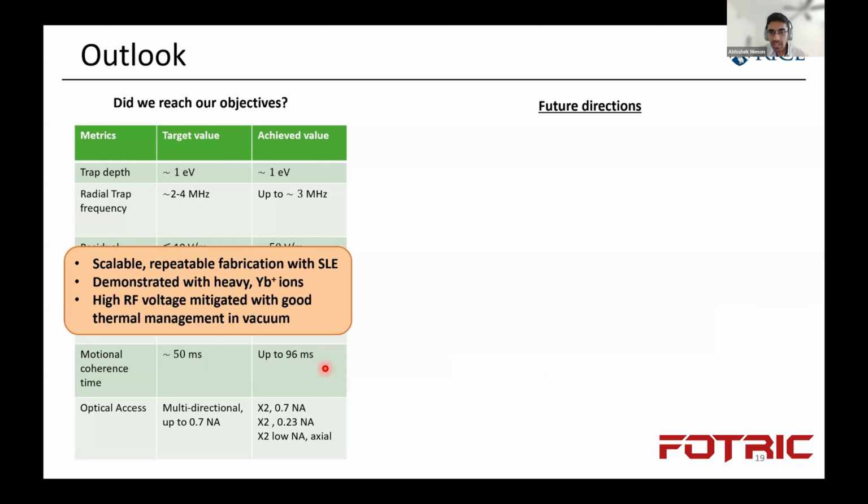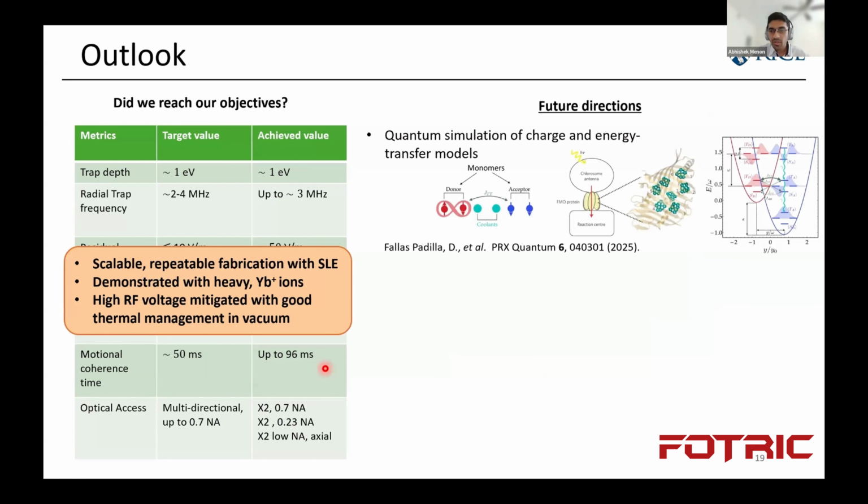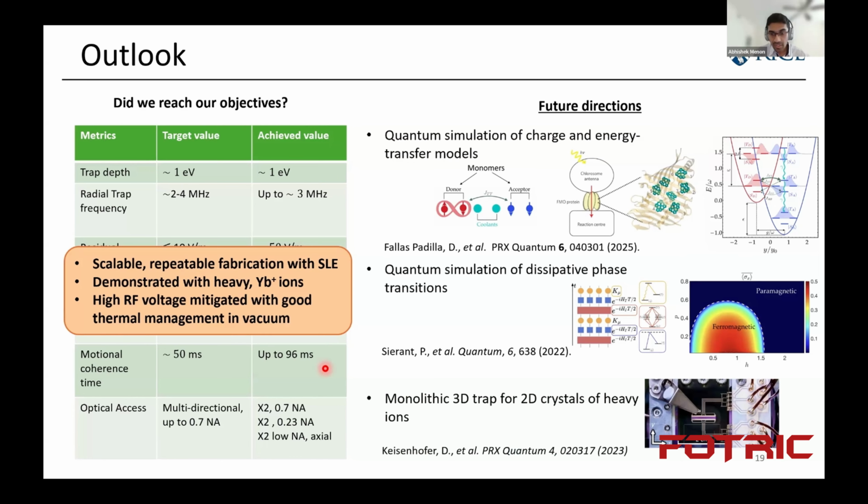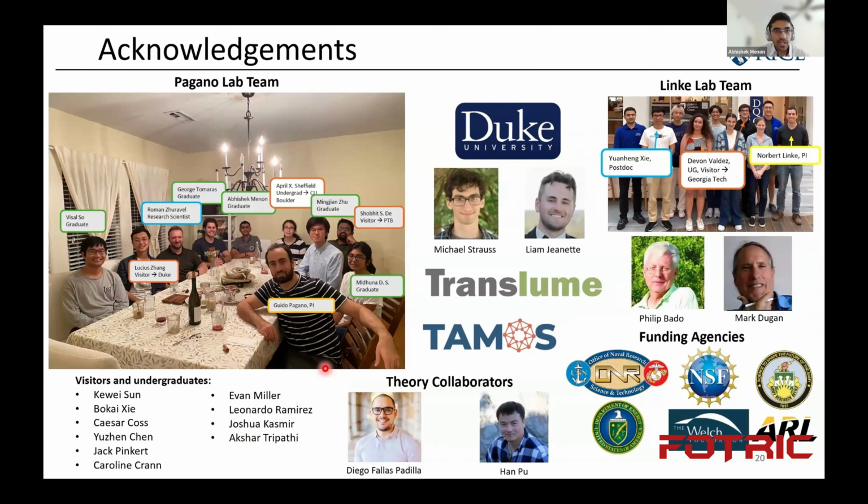And future directions in the lab are, well, we are looking forward to doing some quantum simulation and making use of the nice spin and phonon coherent properties in the trapped ion system. So here we want to simulate some charge and energy transfer models. Another thing we're looking forward to is probing a dissipative phase transition. And we are also, on the technical side, building a new system for hosting 2D ion crystals similar to that in Innsbruck.